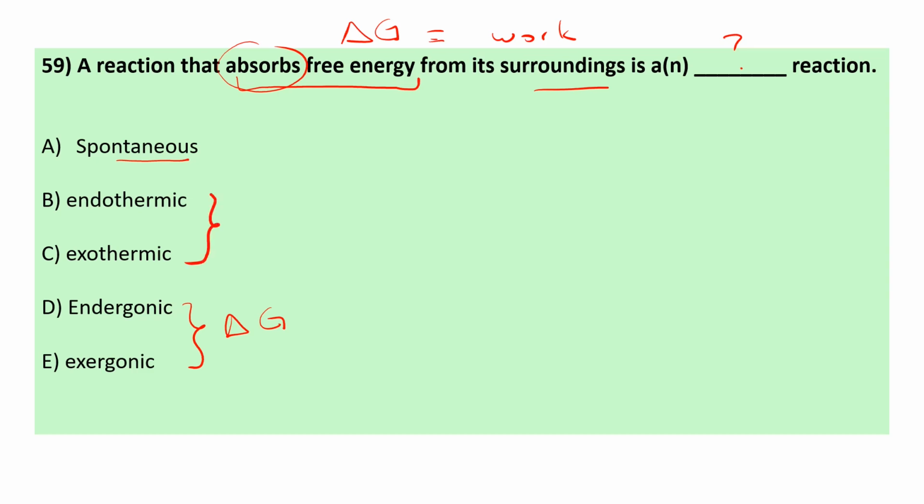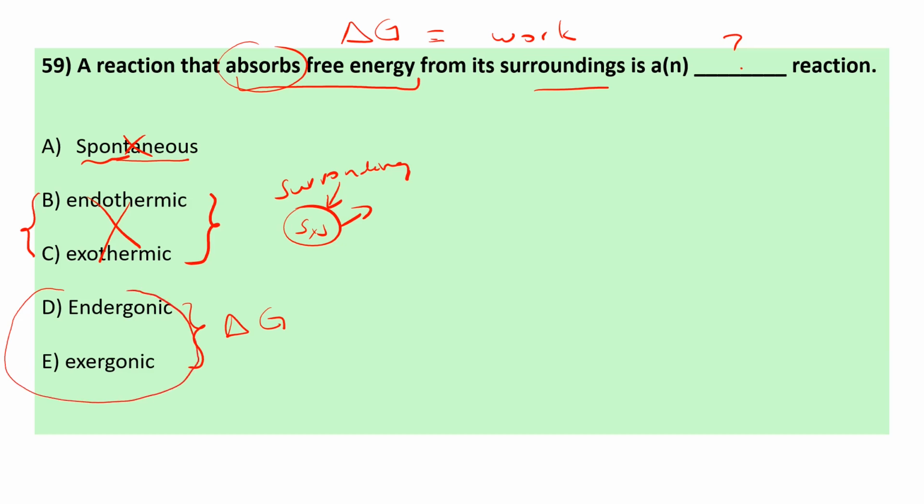Well, endothermic and exothermic are related to the transfer of heat between the system and the surroundings. So just from the beginning, you know that when they say free energy, they are not talking about these two. And spontaneous, although it's a related concept, is not exactly the same thing. So you discard all these three, and now you only have these two.